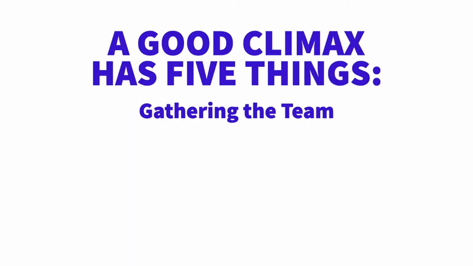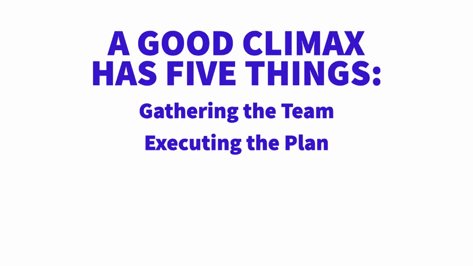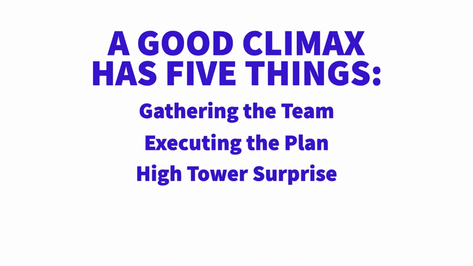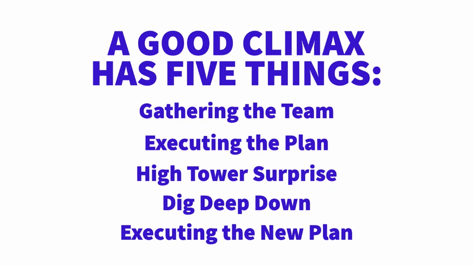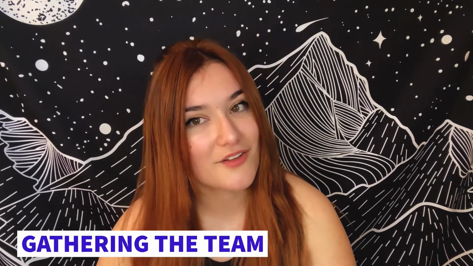A suspenseful, surprising, satisfying climax consists of 5 parts. Gathering the team, executing the plan, the high tower surprise, which is one of my favorites, digging deep down, and finally executing the new plan. Each of these 5 parts is equally important, and if you really nail them, you're going to have a climax that blows your readers out of the water. So let's start with gathering the team.